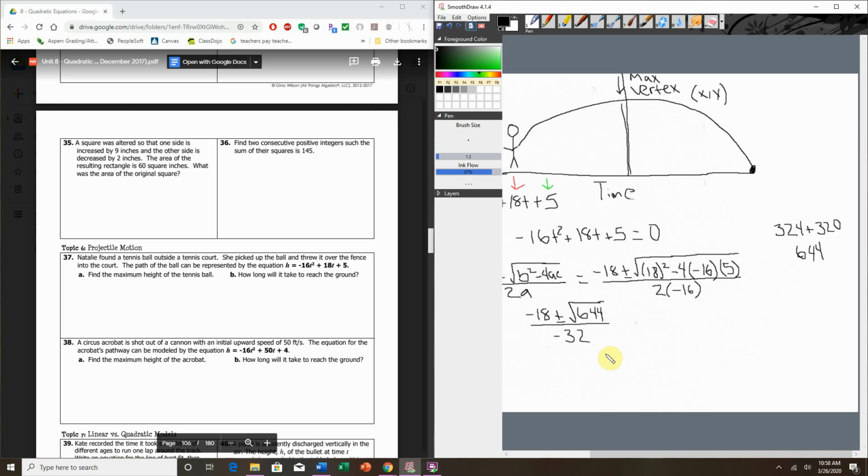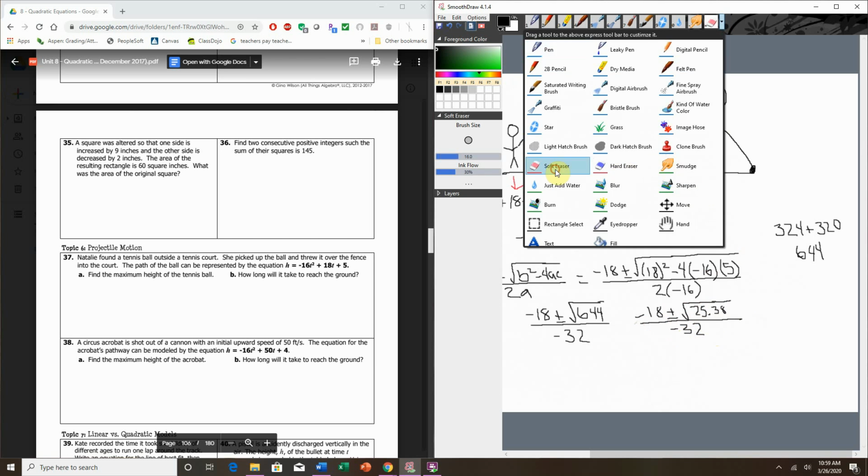Okay, now we have to solve this. So we can't leave our answer like this because we're looking for a specific time. So we're going to put in our calculator whatever the square root of 644 is. So that's going to give us negative 18 plus or minus 25.38. Okay, so I hope you have a calculator handy. These are some tricky problems here. All over negative 32. And now we're going to have to solve.